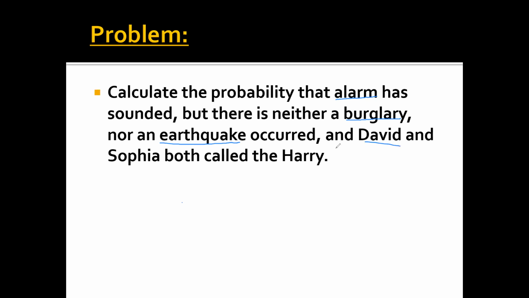Next is David and Sophia. So these are also nodes or events, but David and Sophia both called Harry. So this is the next event. So we can see we have 1, 2, 3, 4, 5, 6 events for which we have to calculate the joint probability distribution.